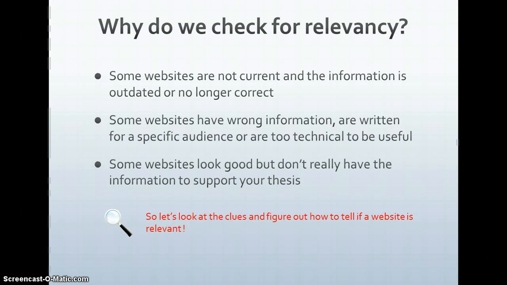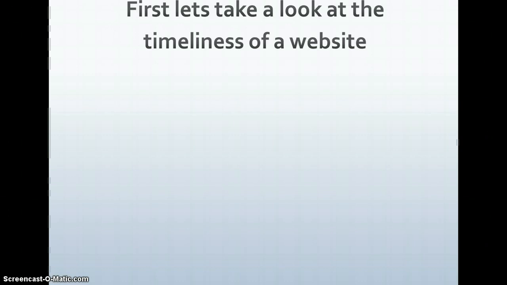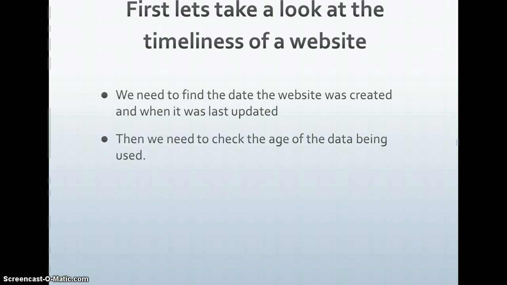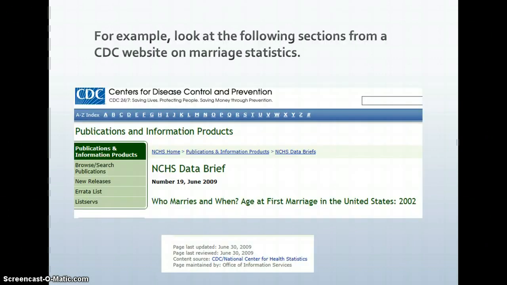So let's look at the clues and figure out how to tell if a website is relevant. First, let's take a look at the timeliness of a website. We need to find the date the website was created and when it was last updated. Then we need to check the age of the data being used. For example, look at the following sections from a CDC website on marriage statistics.